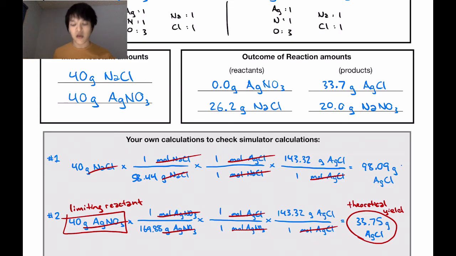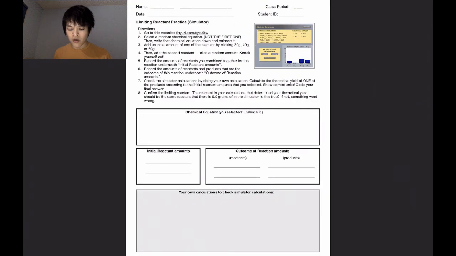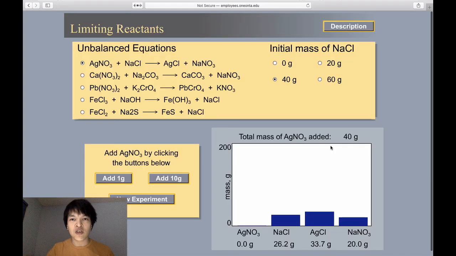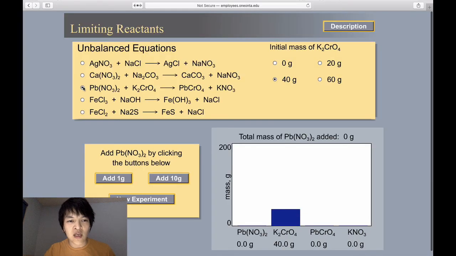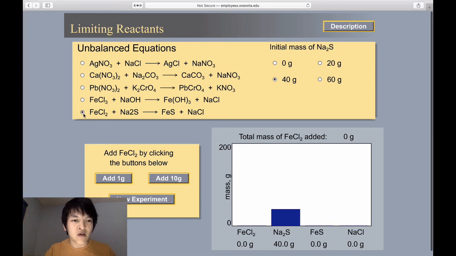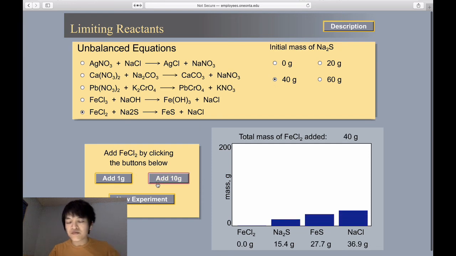All right? Okay, so make sure you do one problem of your own from the simulator. Again, I want you to check either the second, third, fourth, or fifth equations. Do not do the first one because I've already done the first one. And then just pick arbitrary amounts for your reactants. Record down the results of the experiment, the outcome amounts, and then check to see if they are correct. Check to see if you got the limiting reactant and one of the products correct with your own calculations. All right? Have a good time.